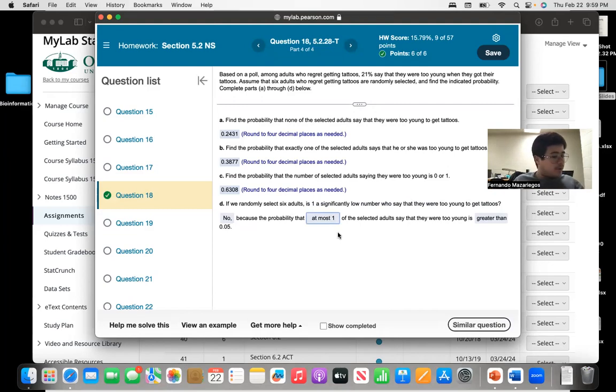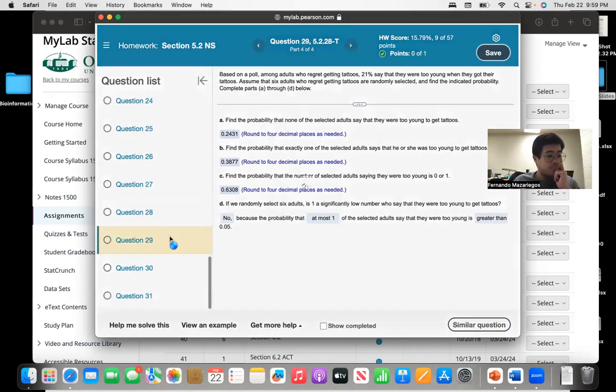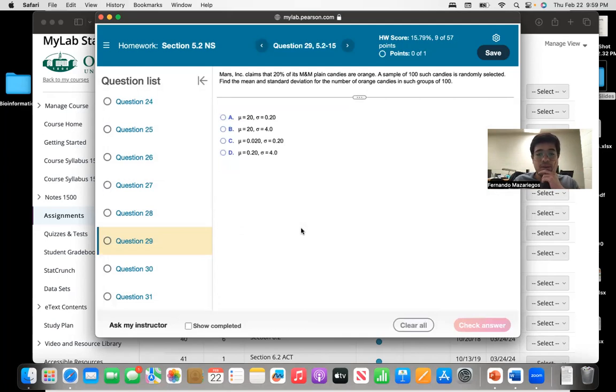And there is one final exercise I want to show you, which is question 29. Okay, so here we have an experiment. Mars Inc. claims that 20% of its M&M plain candies are orange. A sample of 100 such candies is randomly selected. Find the mean and standard deviation for the number of orange candies in such groups of 100. So remember that in section 5.1, we learned a general formula to find the mean and the standard deviation, but it was kind of complicated.